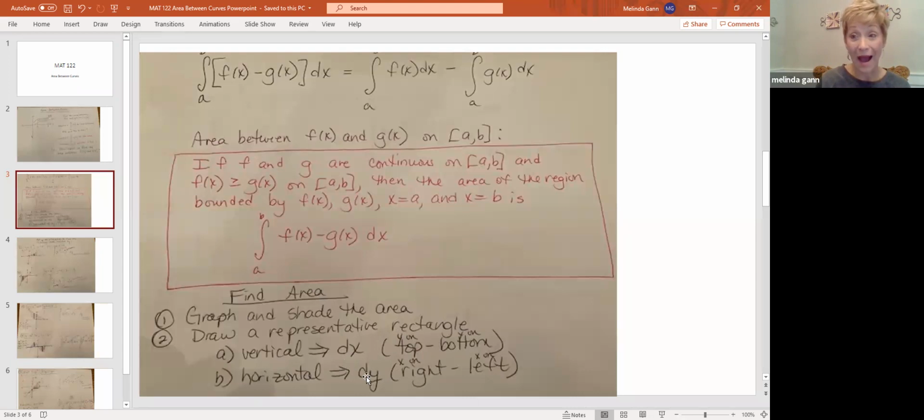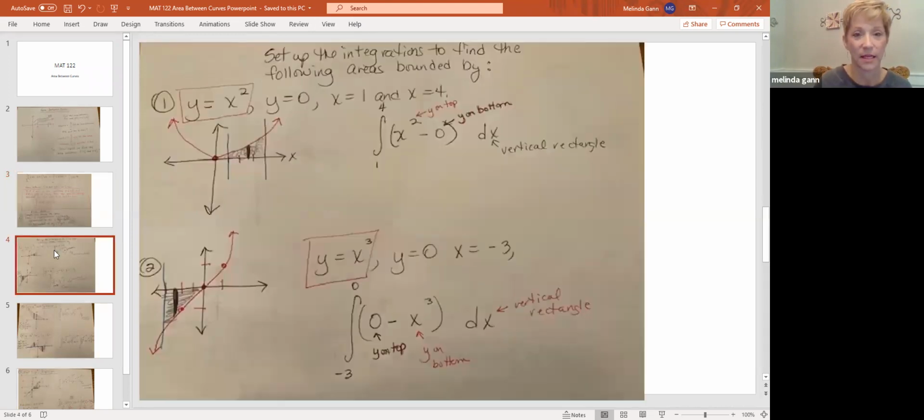If you're doing dy, x on the right minus x on the left. So copy that down and then have it beside you when we go to the next slide, so you can kind of see what I'm talking about. All right, so let's go work some so I can kind of explain it to you.